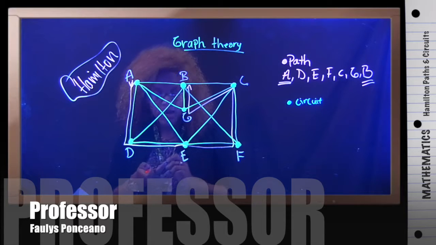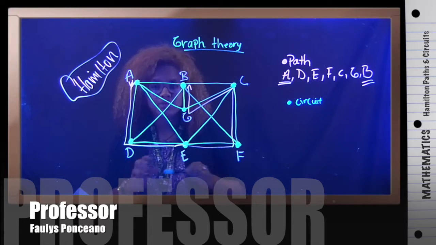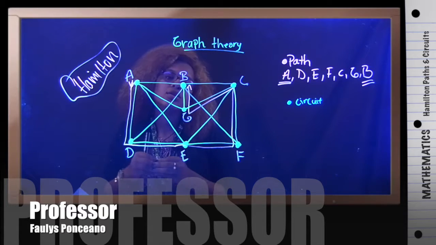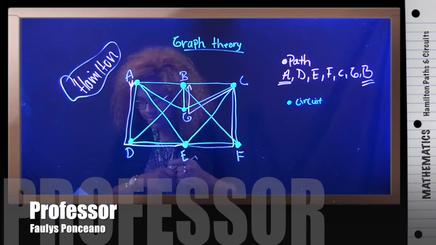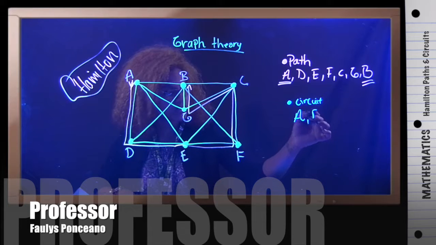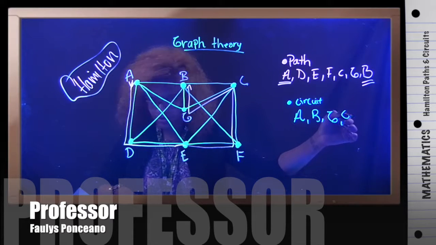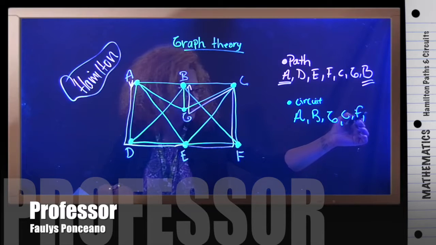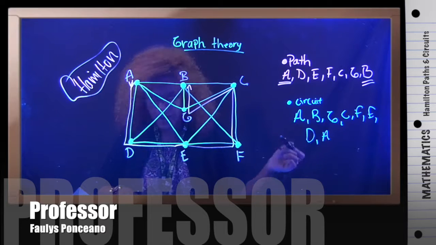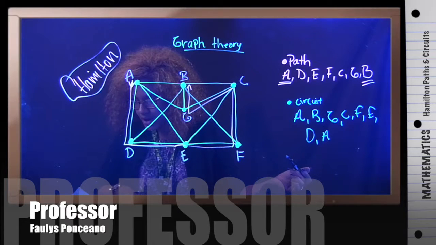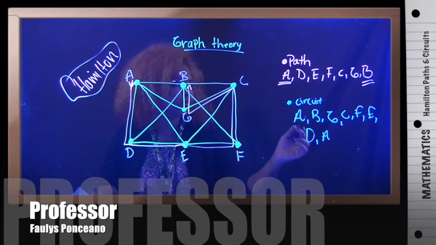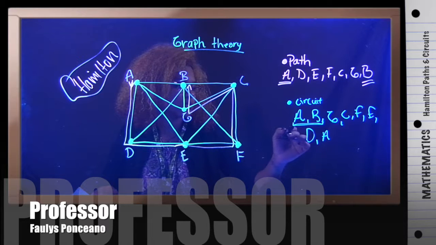Okay? Now a circuit, I must end where I started, and the same rule applies. You can only go through each vertex once. So I'm going to have A to B to G to C, F, E, D, A. Okay? Now, it tells me find a Hamilton circuit that begins at A through B. So this is the directions.